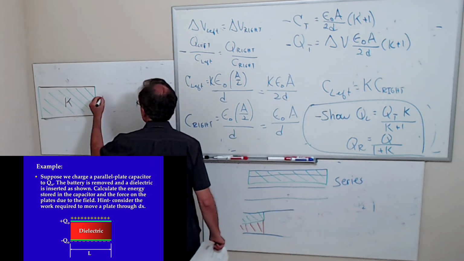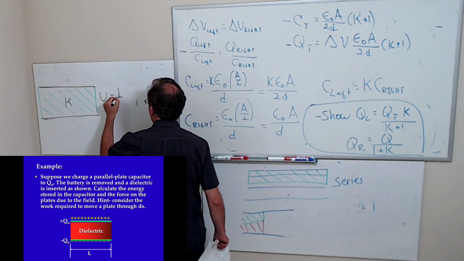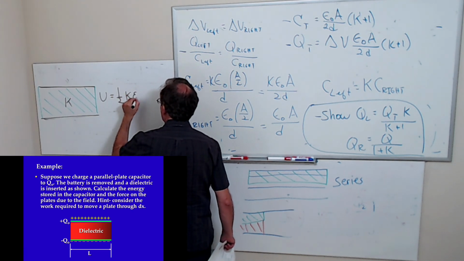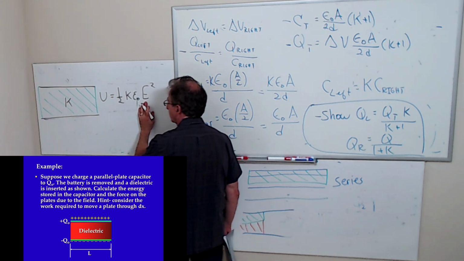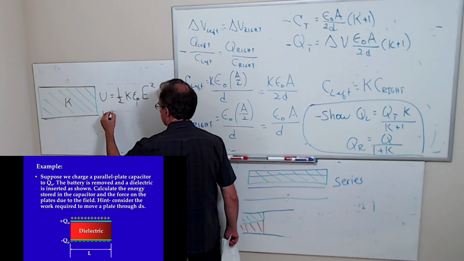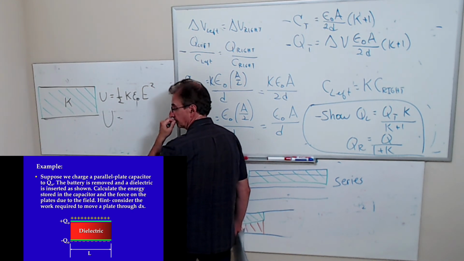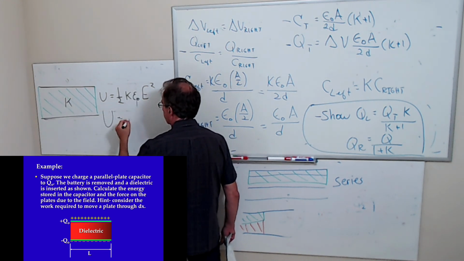We established that for this, the energy density is 1/2 kappa epsilon naught E squared. That's the energy density. And I put a kappa there because of the dielectric. Since the electric field is uniform, then the total energy is going to be this times the volume here.